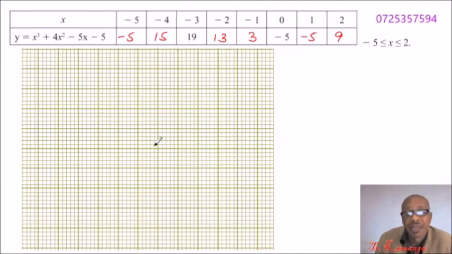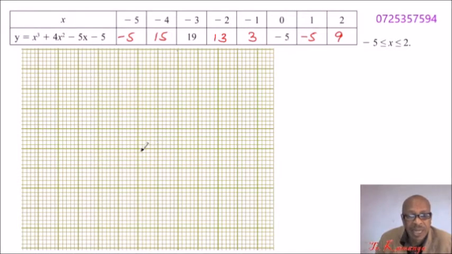So this is the grid that we are going to use. I've already inserted the table that we have filled in section A. The highest value of x is 2, the lowest is minus 5. The highest value of y is 19, the lowest is minus 5.